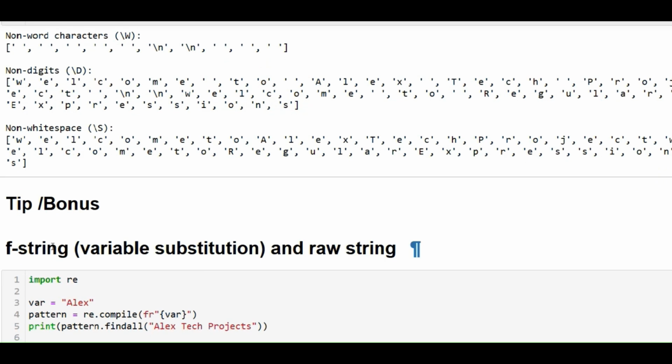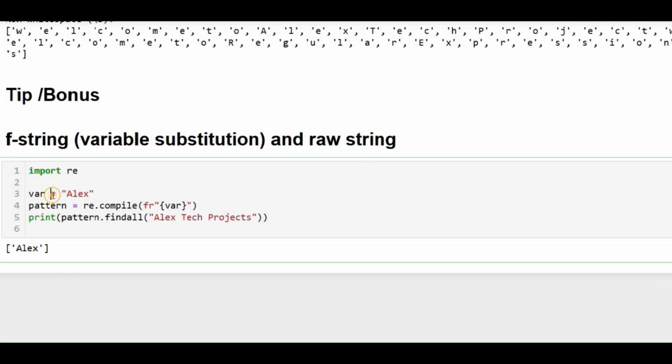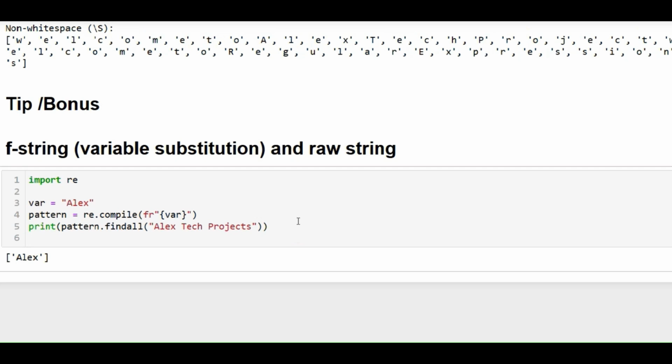Now we are entering into the tip or bonus. I have a variable having a string. How do I include it in re.compile? You can use f-string format, write the variable name, and we can execute this one. But I want Alex Tech. So in this case, between Alex and tech there is a space, so add \s+ and \w+. You can see Alex Tech. And I want projects also. You can add \s+\w+. You can see Alex Tech projects.